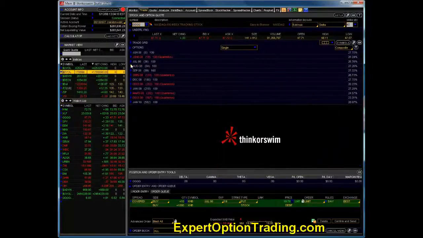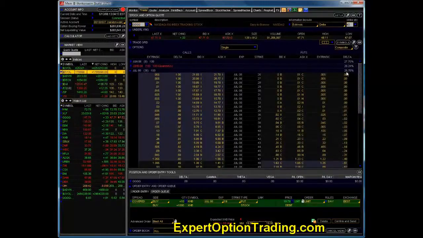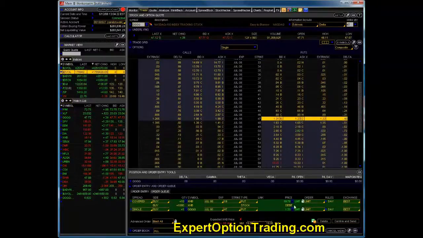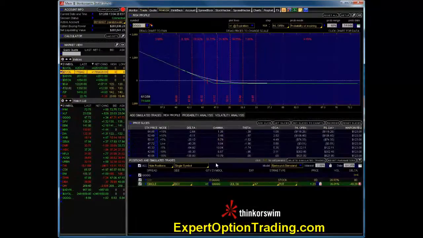At this point, you could buy a July option which has a 26% volatility level, at the money, for about $1.23. Let's just analyze this for a second. I want to show you that volatility does actually increase the price of options.